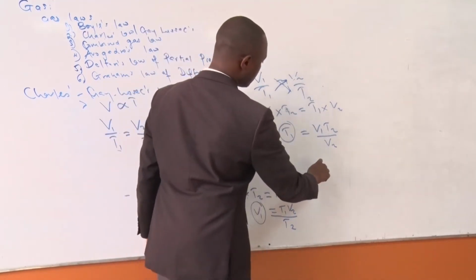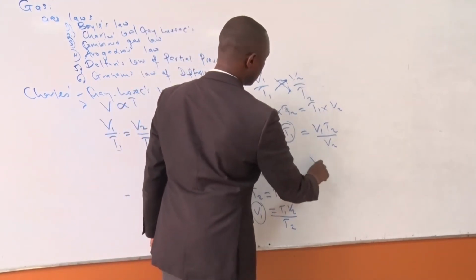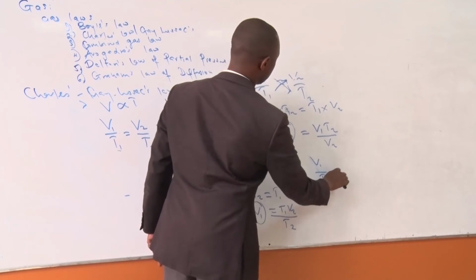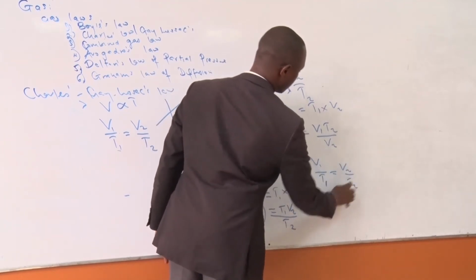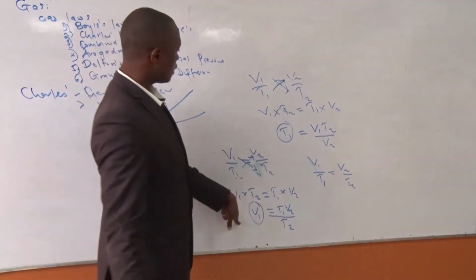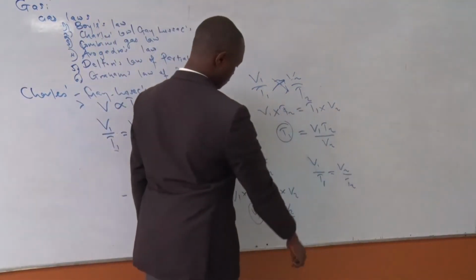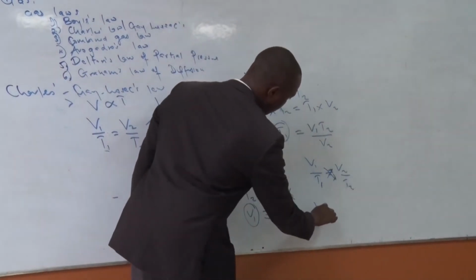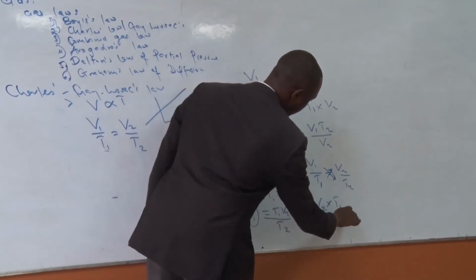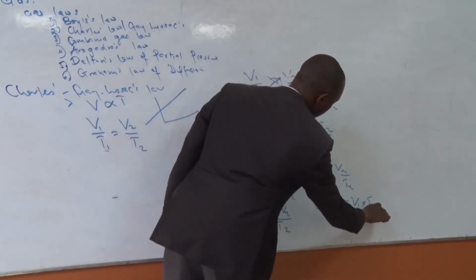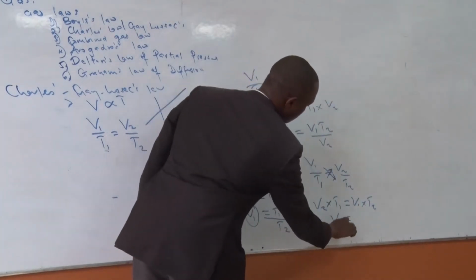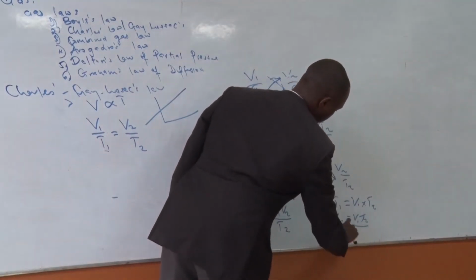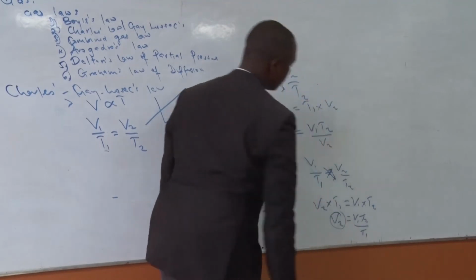Let's now equate for V2. Again, you first cross multiply. That is V2 over T2. We are looking for V2. Now when you cross multiply again, we say that V2 times T1 is equal to V1 times T2. So V2 will be V1 times T2 all over T1. That is how we look for V2.